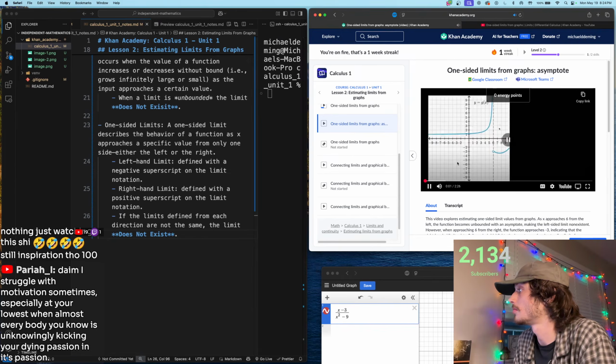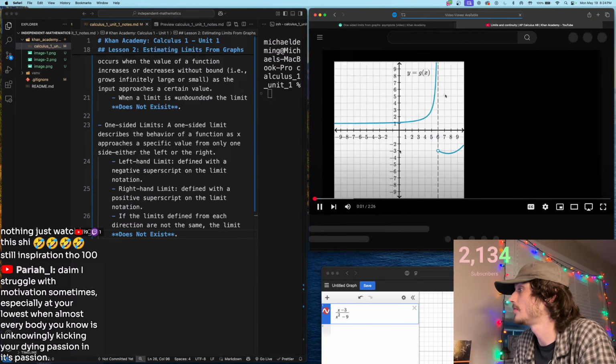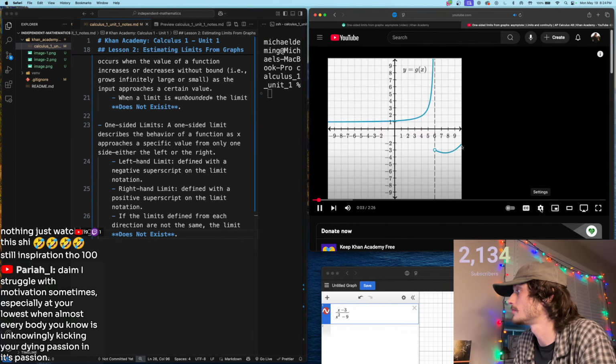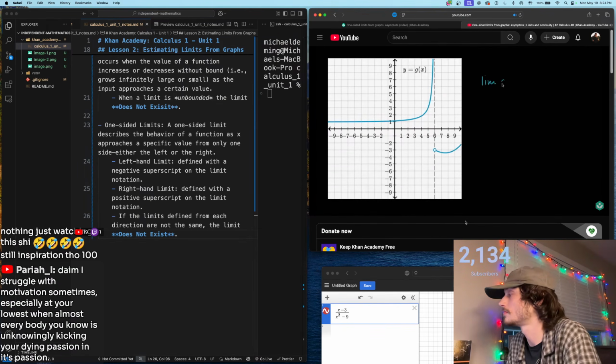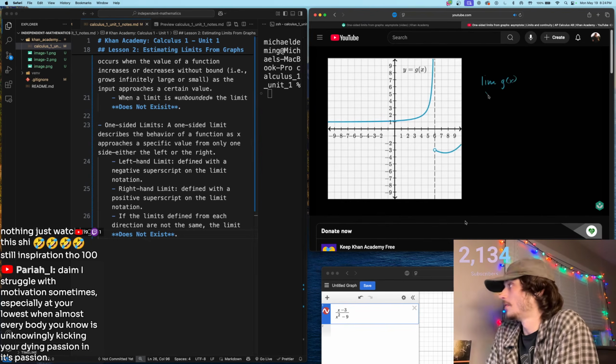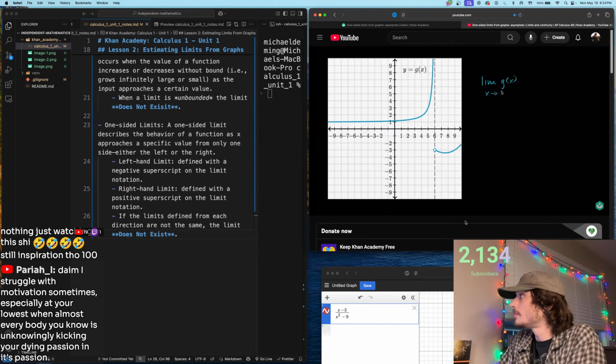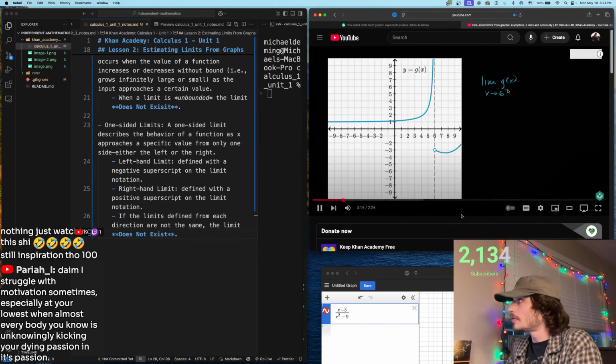So over here we have the graph of y is equal to g of x. And what I want to do is figure out the limit of g of x as x approaches positive 6 from values that are less. So as x approaches positive 6 from the negative direction, we're converging on a value of negative 3 here.